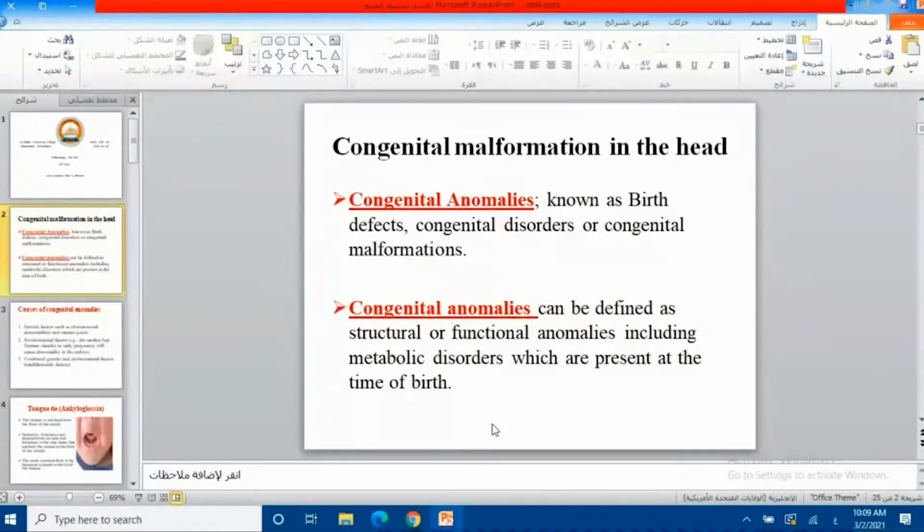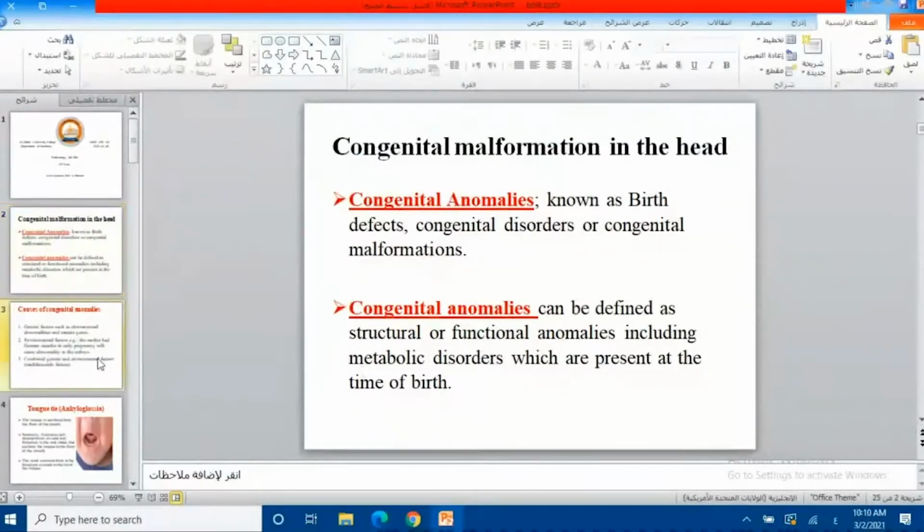We say metabolic disorders. I didn't talk about what metabolic disorder means. Usually there is a problem in the metabolism, like diabetes mellitus patients, or a patient who lacks a kind of enzyme that participates in the metabolism, like the lactase enzyme. These are all what we call congenital abnormalities.